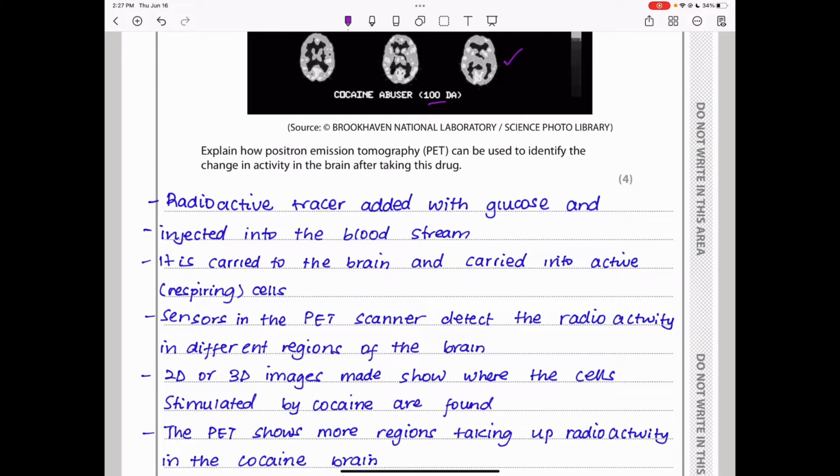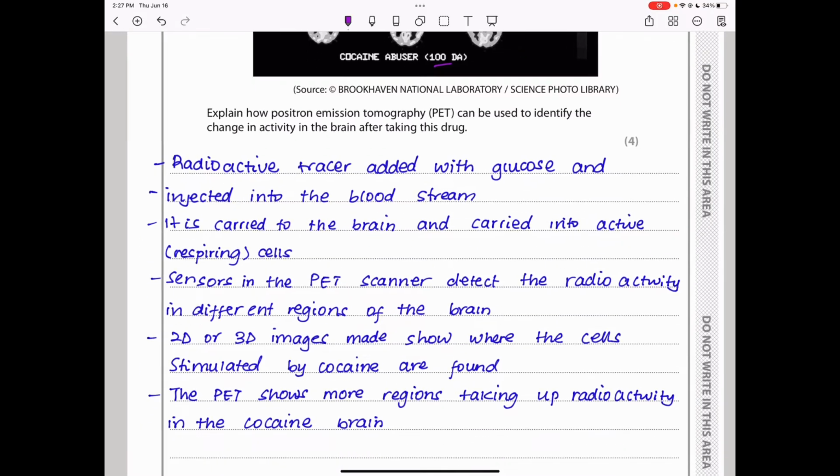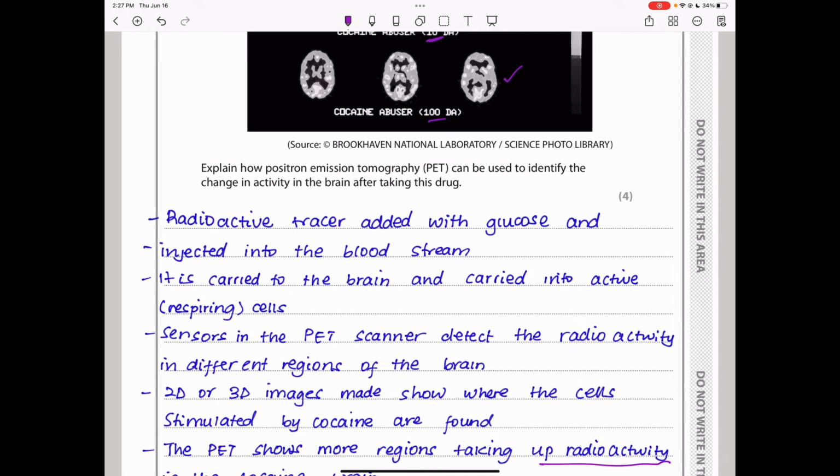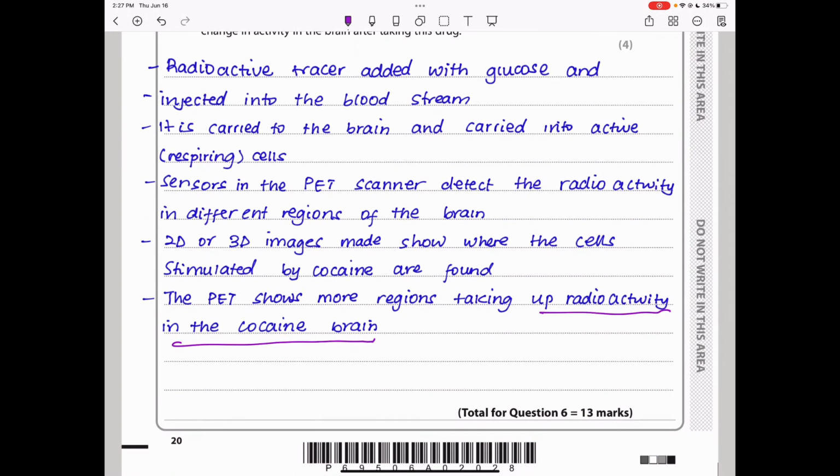So afterwards, a 2D or 3D image can be used to show which cells are stimulated by the presence of cocaine. The PET will also show more regions taking up radioactivity in the cocaine brain. So an abuser of cocaine will have more regions taking up the tracer, and that will be able to be detected. This brings us to the end of question 6.